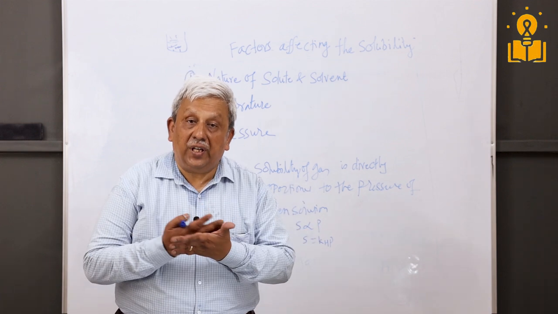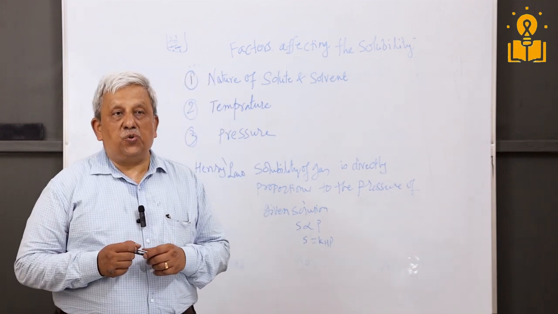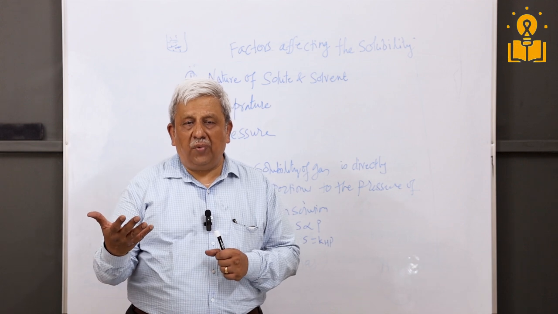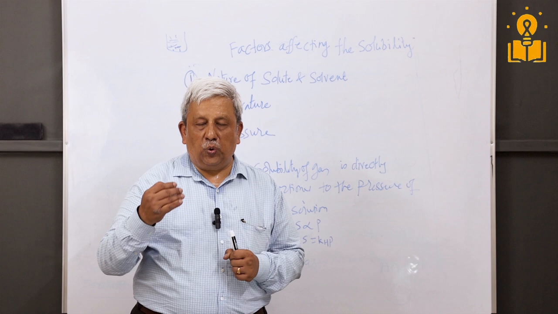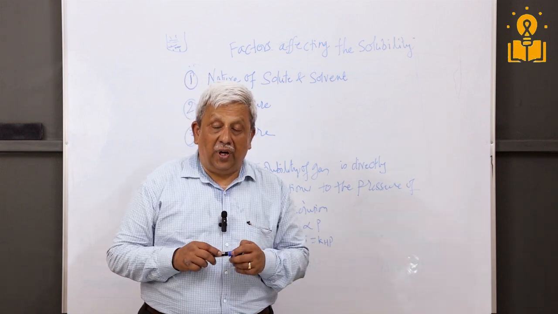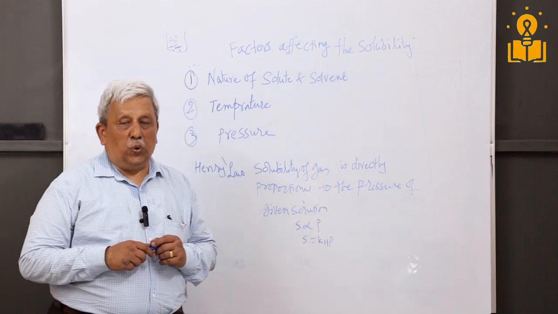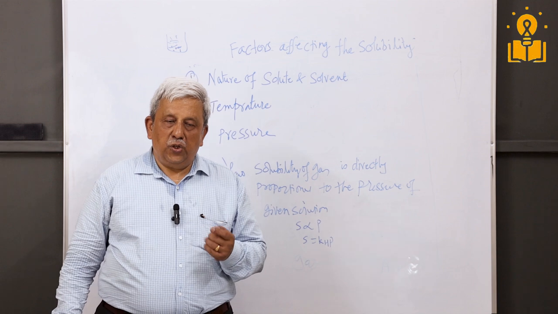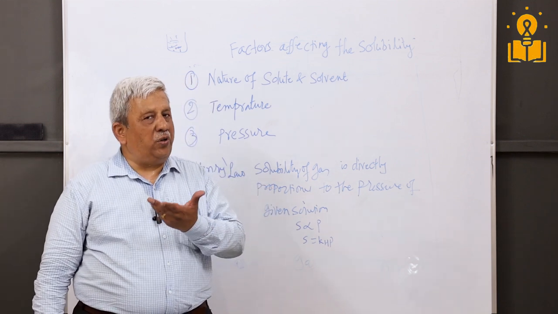Now what is ionic in nature? When we say sodium chloride, how is sodium chloride formed? Sodium has atomic number 11, that is 2, 8, 1. Then chlorine has atomic number 17, that is 2, 8, 7. So sodium has to give one electron and chlorine has to accept.